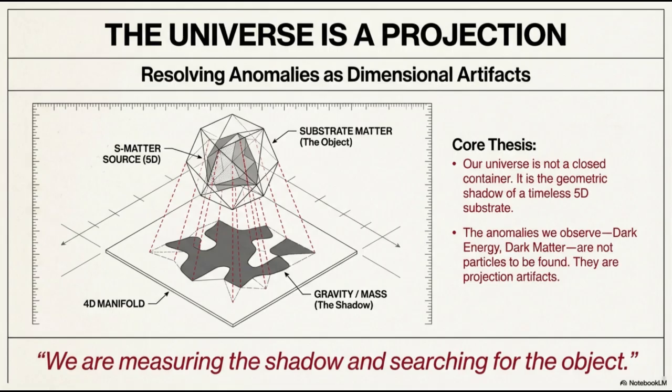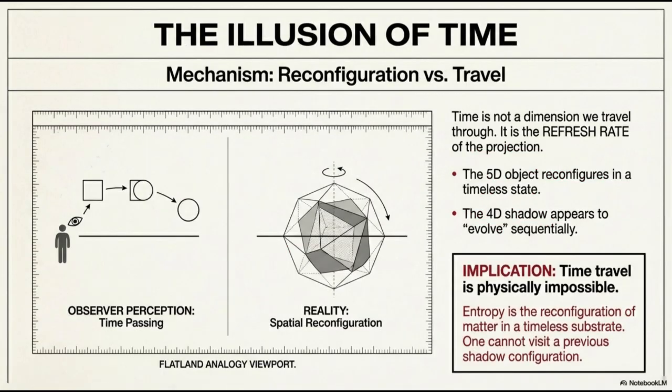Which leads to one of the biggest claims in the entire framework. Time travel is physically impossible, not just hard. Impossible. Because there's no there. No there. You can't visit a previous shadow because the object casting it is already turned. That configuration is gone forever. Entropy isn't a journey. It's just the next frame loading. Wow. That solves a lot of paradoxes right there. No killing your own grandfather if you can't even get back to the right frame. It simplifies things, yeah.